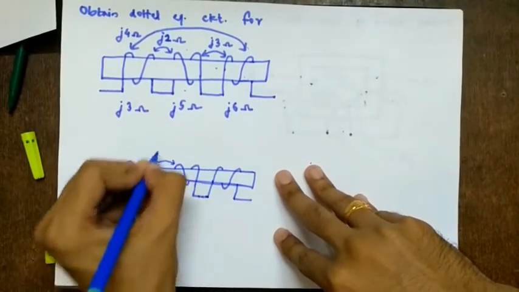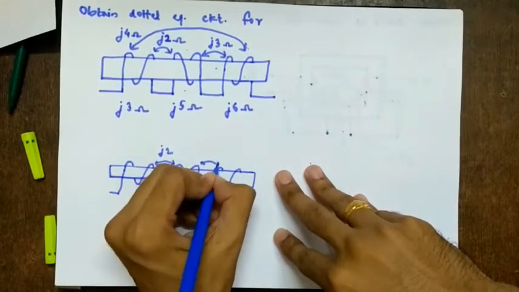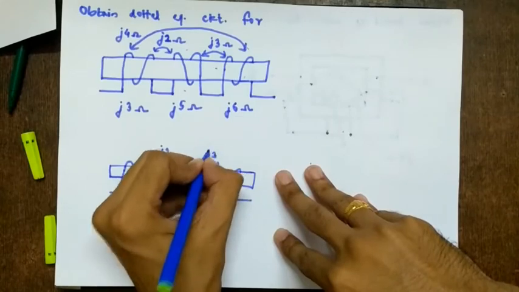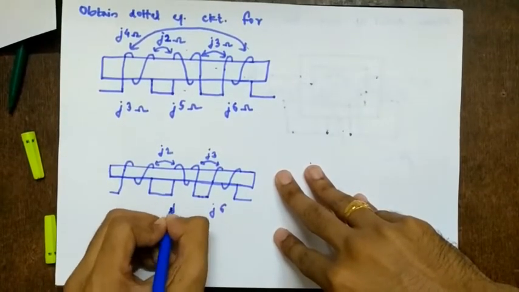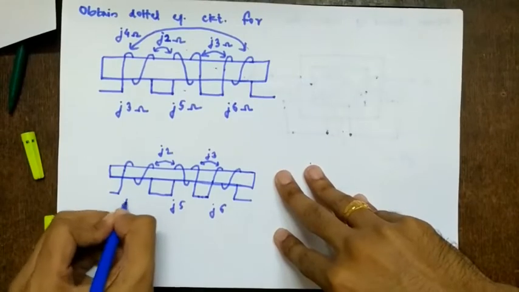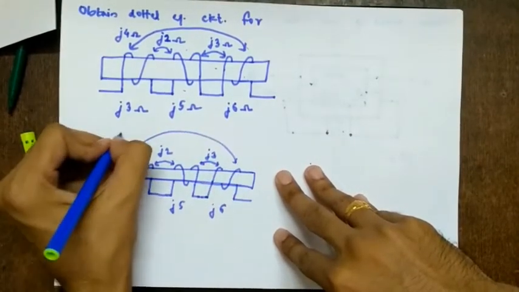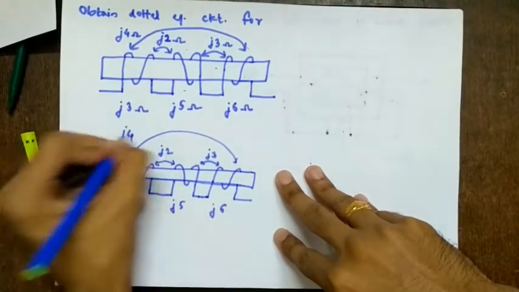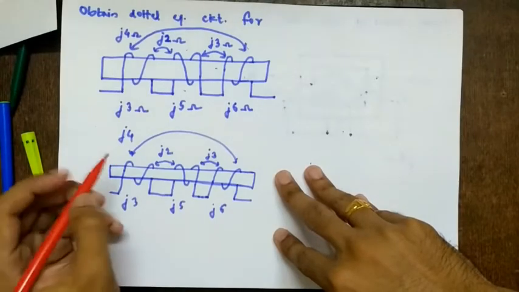So this is given as j2. I am not writing ohms for paucity of space. You have to write ohms also in the exam. This is j6, this is j5, this is j3, and the first and third are connected using j4. Ohms is everywhere. Okay.